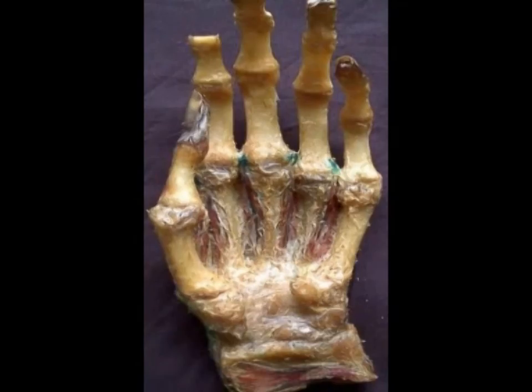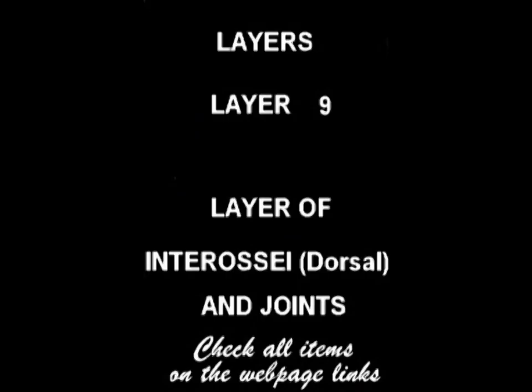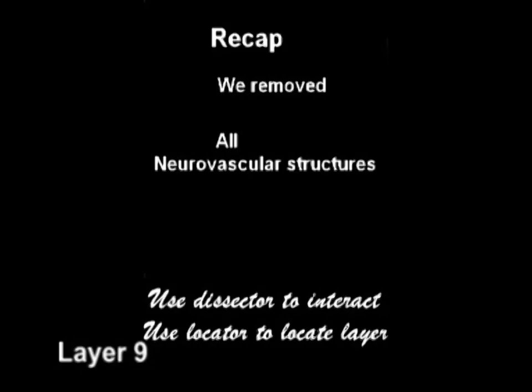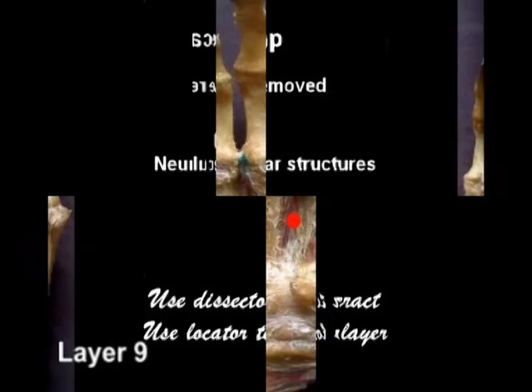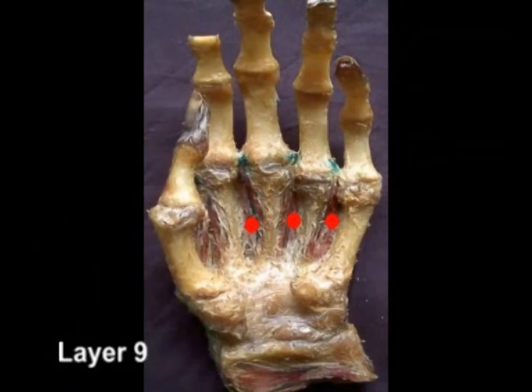We are now in a new layer called the layer of interossei and joints. And to reach this layer, we have removed all neurovascular structures. We have exposed the second, the third, and the fourth dorsal interossei. The hook of hamate. Capitate. Pisiform. Lunate.